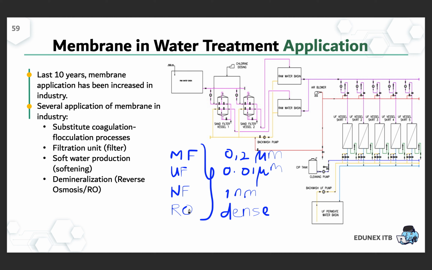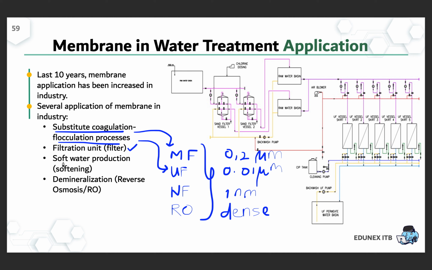Because the pore is very small, RO is categorized as a dense membrane. The application of membrane in industry, the first one, is to substitute the coagulation and flocculation process. For this, usually we only use microfiltration or ultrafiltration with rather big pores. For the filtration unit, this depends on what you want to filter out.